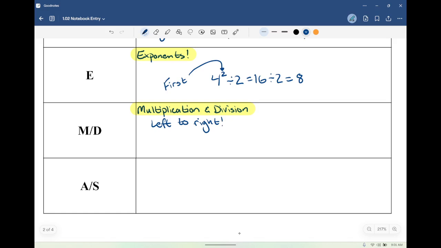If we have something that looks like 8 divided by 2 times 6, again, we're just going left to right here. And so the first thing I'm actually going to do is that 8 divided by 2. So I'm going to end up with 4 times 6. Now I'm going to do that multiplication to get an answer of 24. Again, making sure we're working left to right. And as I've already said, addition and subtraction, it's the same setup.